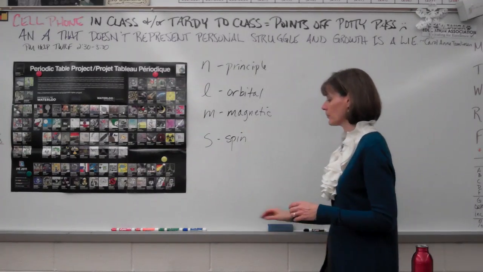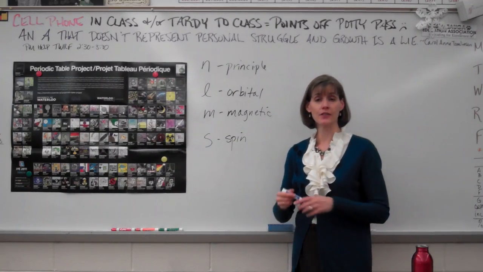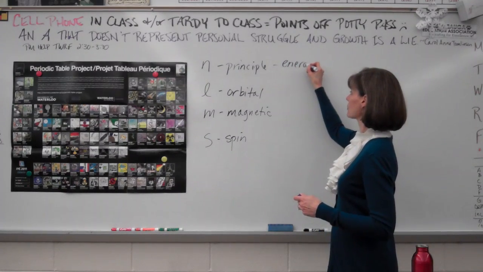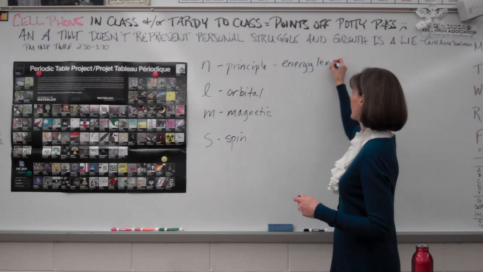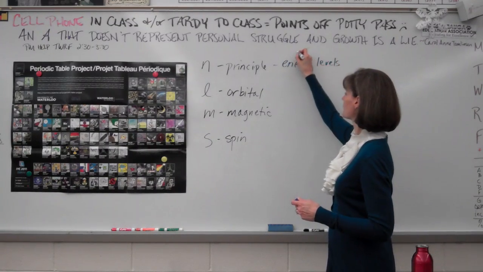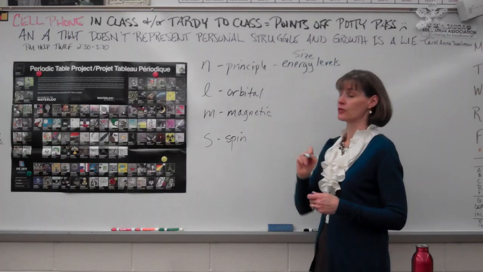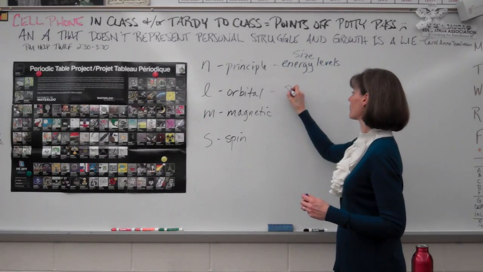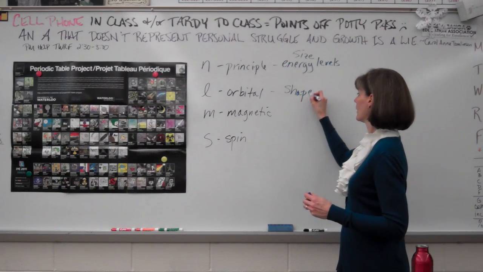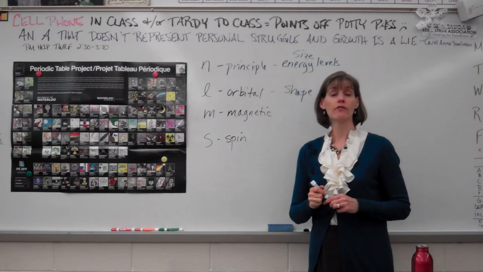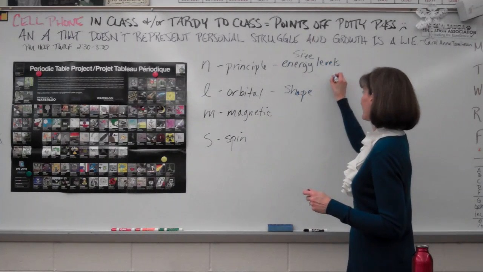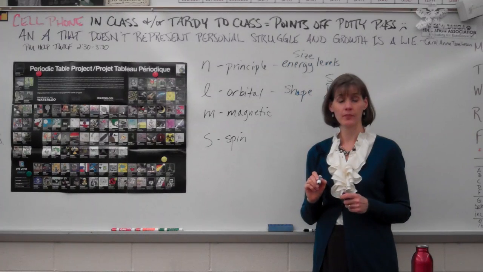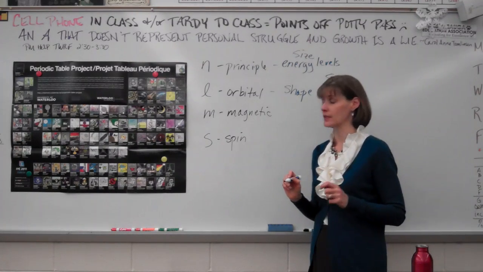The principal quantum number shows the overall size of the atom and the energy levels. So it might be easier to remember it as energy levels. Size may also be helpful. Orbital shows the shape of the orbitals. Shape. And we know that there are 4 possible shapes: S, P, D, and F. And we'll get into a little bit more on those in just a second.